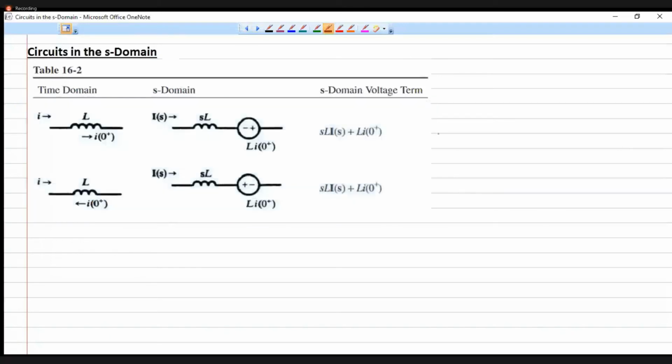Another quantity that we see is an inductor. There are two cases. In the first case, case 1, we have I of 0 plus, that is the initial current flowing in the direction left to right. We are taking the current I of t flowing in this direction, and initially a current was already there in the inductor, which is from left to right itself. So both these currents are in the same direction. So how can I write the time domain equation here?